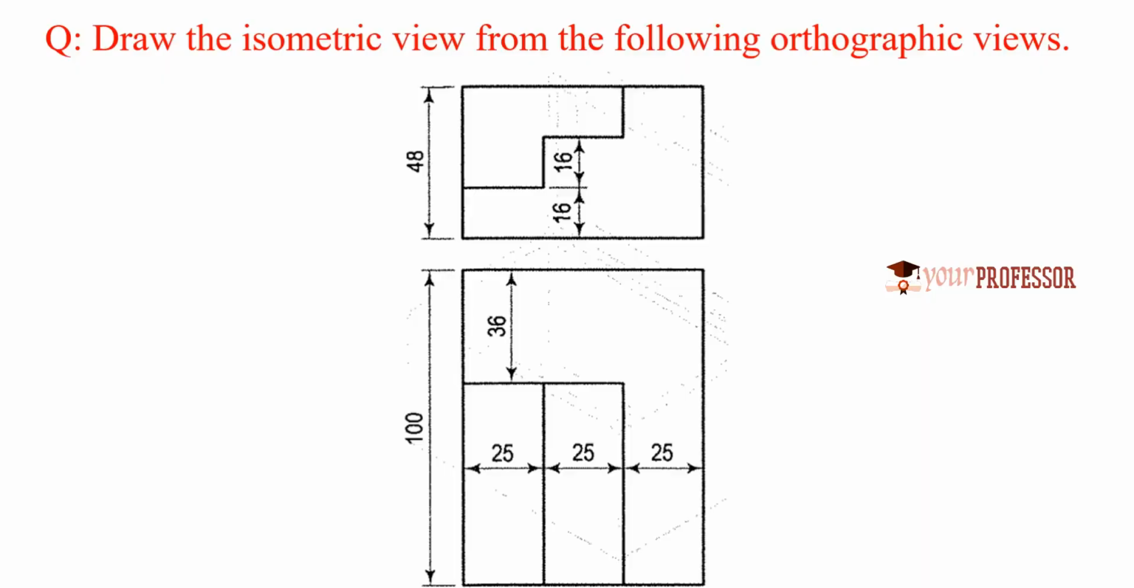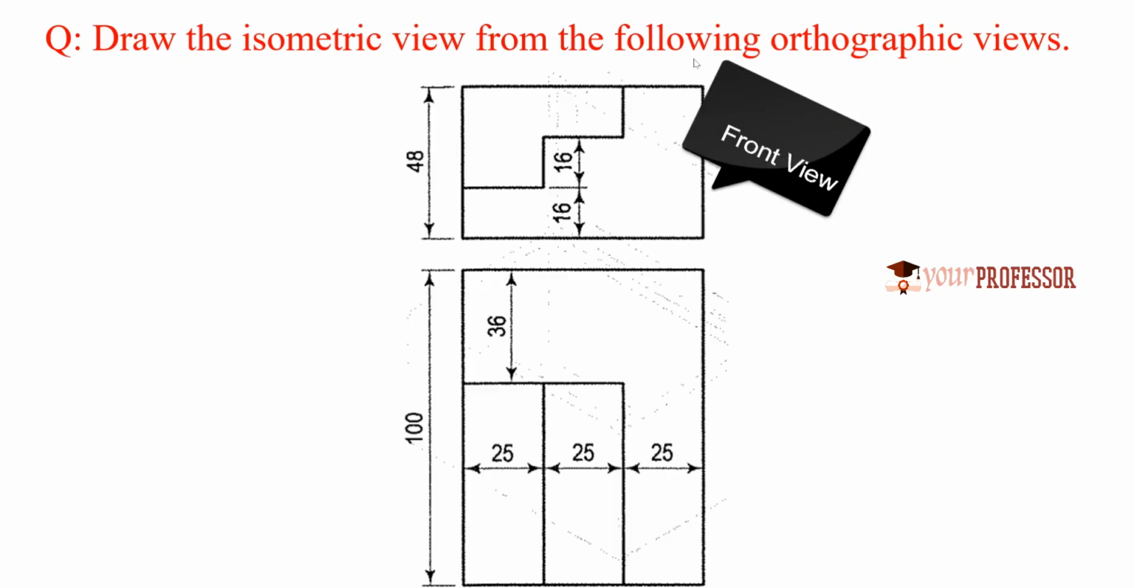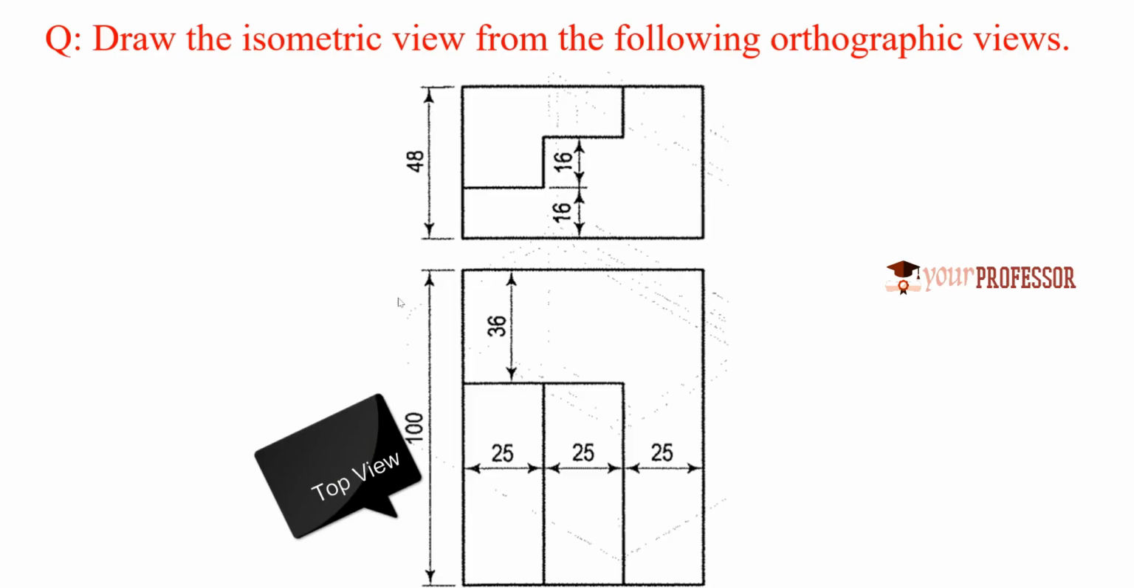In this video, let us see how to convert the given orthographic views into isometric view. So here in this question, you are able to see two different views. Here you can see the front view and here you can see the top view. How to know whether it is front view or top view?